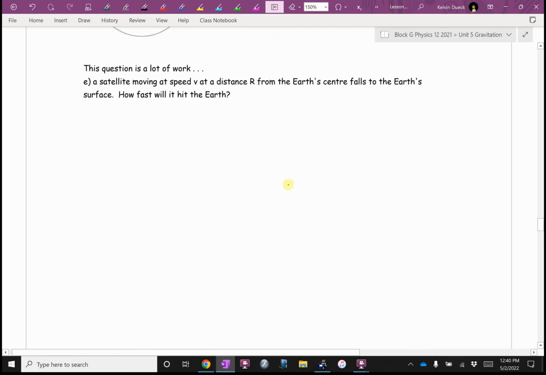Example E. A satellite moving at speed v at distance big R from the Earth's center falls to the Earth's surface. Ooh! Zach, what does this want me to find? Did it say how much work? No. So don't be writing work equals change in plus change in. If we're smashing into the Earth, are we in a stable orbit? So don't be telling me gravity is what's pulling me in a circle. So what would my approach be?